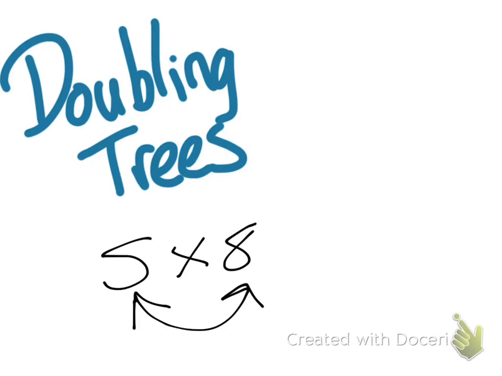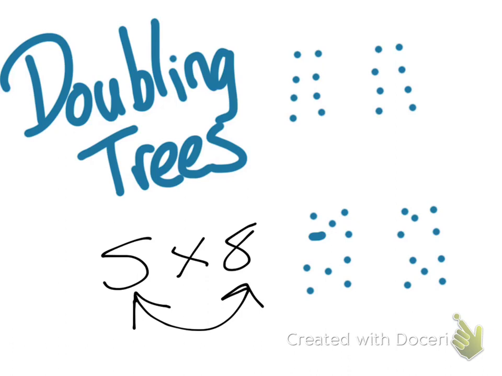So I could represent that like this, 5 groups of 8. 1, 2, 3, 4, 5, 6, 7, 8. That's one group. 4, 5, 6, 7, 8. 2 groups. I can do it that way, or I could do it as 8 groups of 5, which would be groups of 5 like this, 8 times. Now I'm only doing 4 there, but you get the point. So we're making groups in order to solve these.